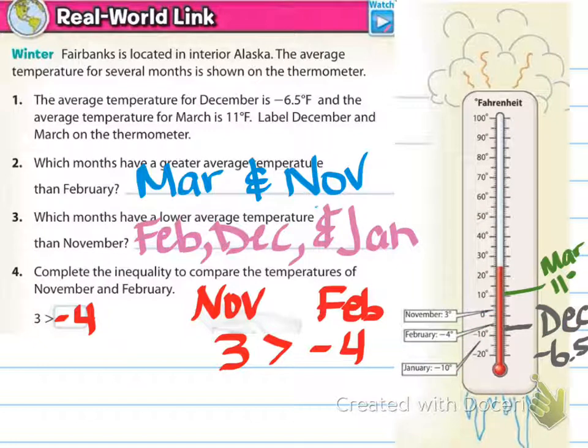And then complete the inequality to compare the temperatures of November and February. November was 3 degrees and February was negative 4 degrees. November's average temperature was greater than February's. So I did the negative 4, fill in the gap. All right, so now let's go on.